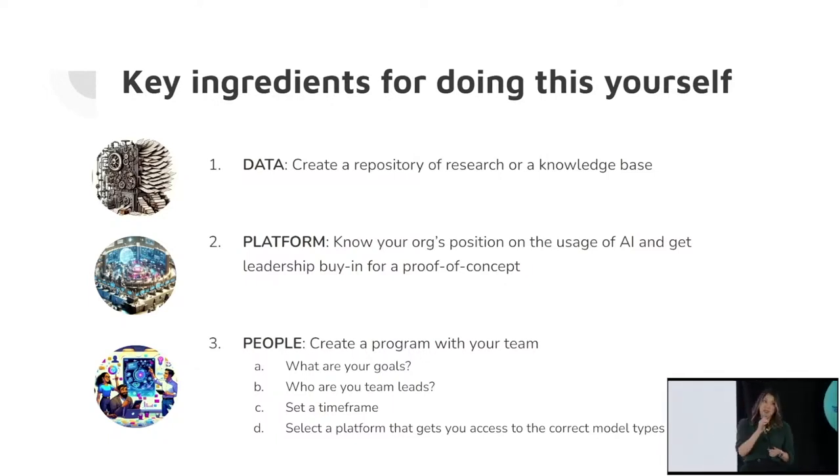And then last but not least, people. People are a really important ingredient. Whether you're a research team of 1 or a research team of 100, it's really important to understand, for 1, what are your goals? 2, create a program around it, just like you would anything else. Make sure you identify who's a part of that program, who's leading it, who's on that team. Set some time frames and some goals, and select your tools.